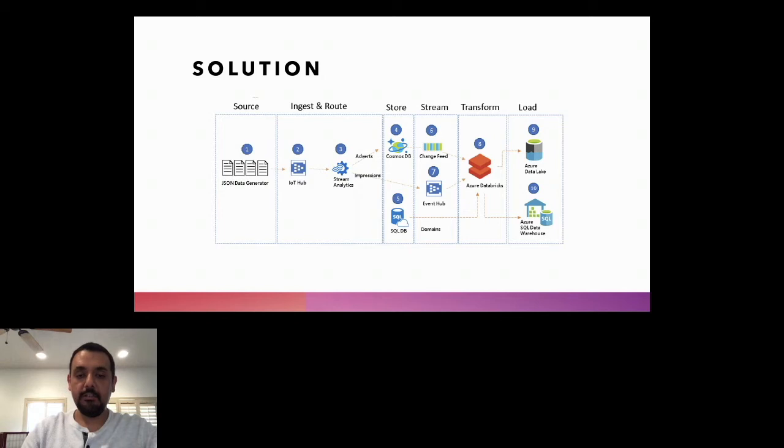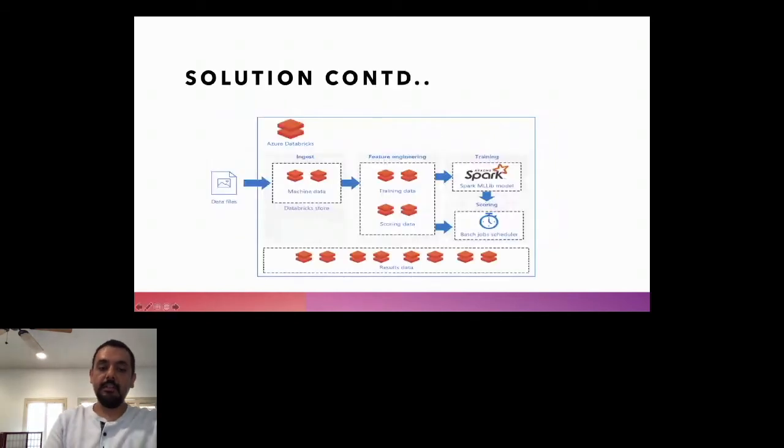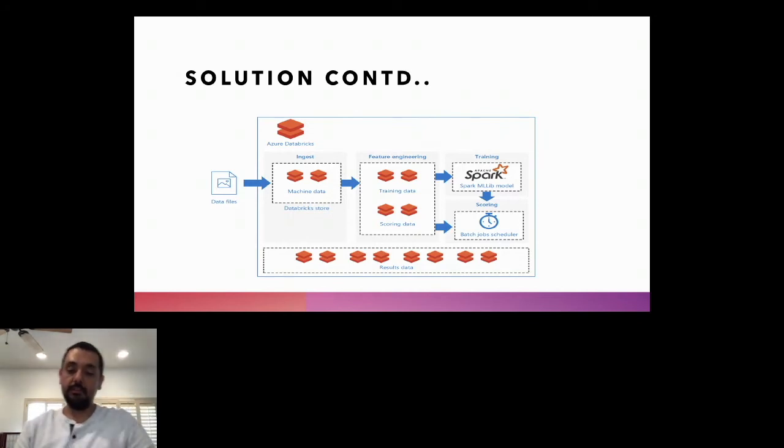So going inside the Databricks aspect of it, as I was saying, when this ingestion is done, we can use Azure Data Factory to perform this ingestion, and then push that data to the Databricks platform where it can run the notebooks and perform the training on the data, as well as give us the results.